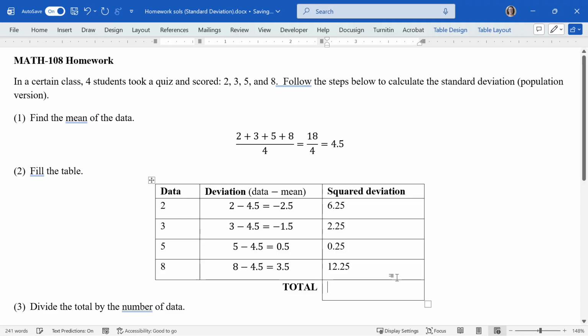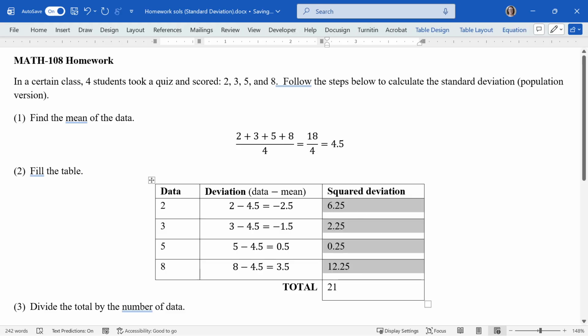Okay, so now we're going to add these up. So 6.25 plus 2.25 plus 0.25 plus 12.25. And we're getting 21. So nice round number there. I guess because they all ended with 0.25.